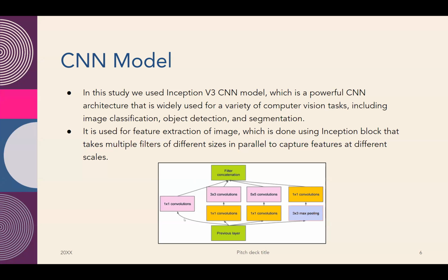So coming to the CNN. In this study, we have used the same CNN model for both the transformer and LSTM network for feature extraction. This is the Inception V3 CNN model, a powerful CNN architecture that is widely used for a variety of computer vision tasks, including image captioning, image classification, object detection, and segmentation. The extracted features are stored in NumPy files, and the main idea is that this is done using the inception blocks that take multiple filters of different sizes in parallel to capture features of different scales.